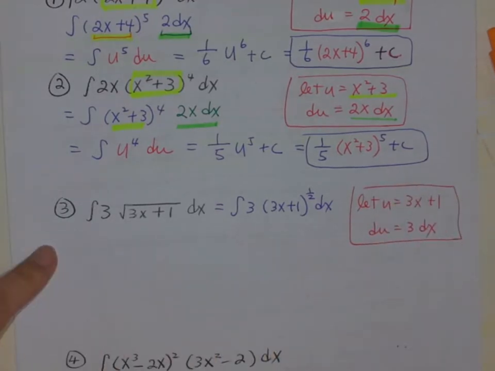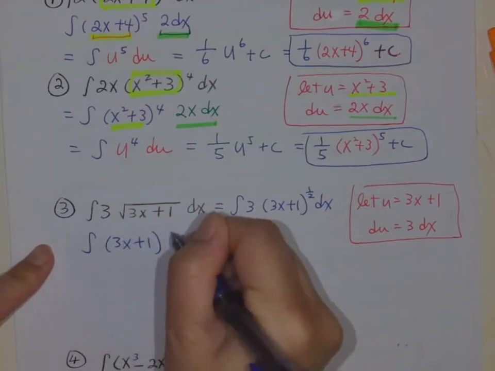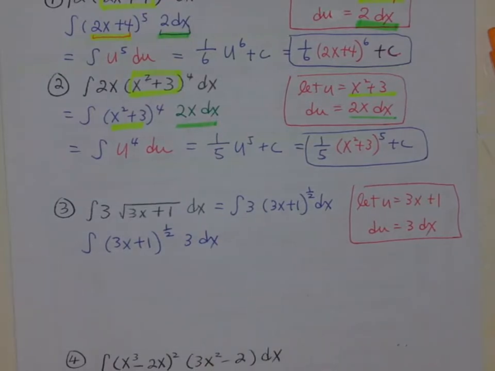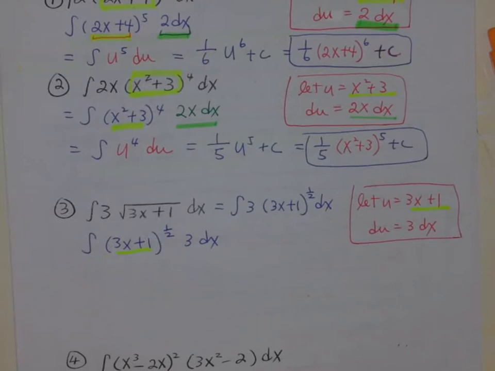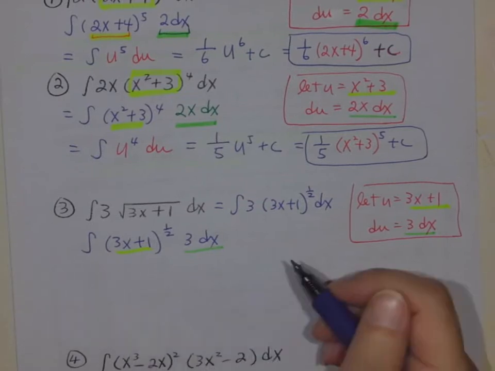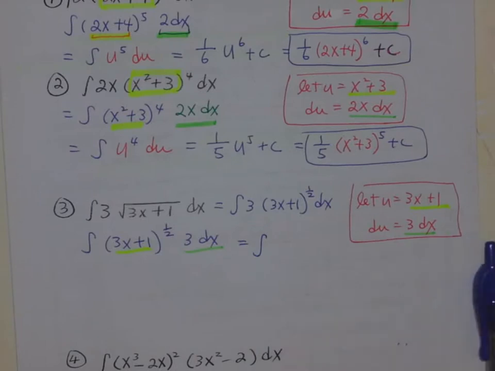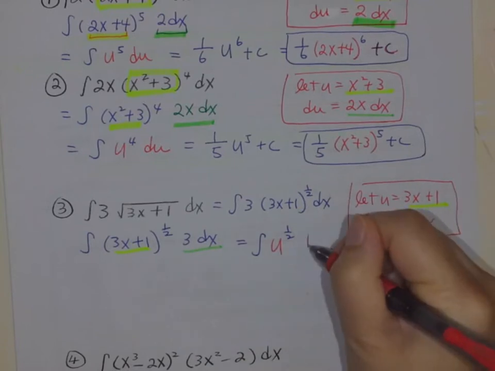So again, if you want to, you can move them and group them together. 3x plus 1 raised to the 1/2 power times 3 dx, right? So your u is this part, and then the du is this part, right? So I can substitute this as the integral of u raised to the 1/2 power, and then 3 dx is going to be my du.